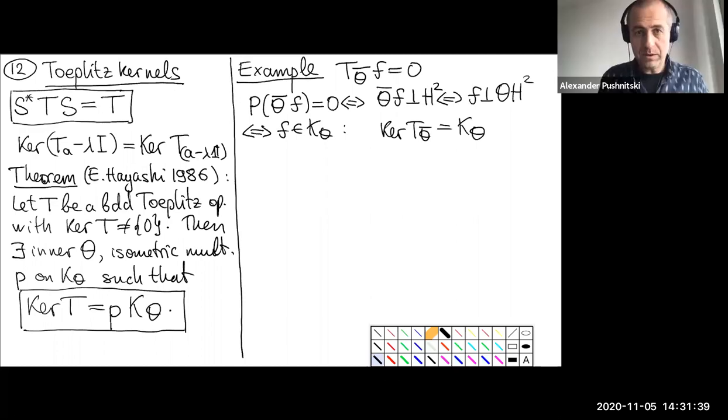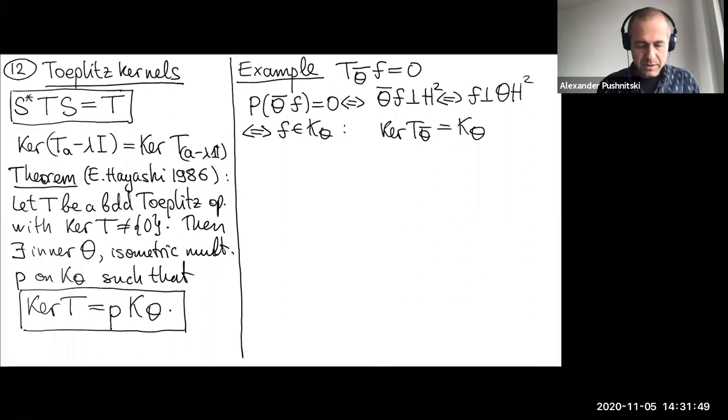So we're discussing Toeplitz kernels, and this is Hayashi's theorem. Hayashi's theorem says that any Toeplitz kernel can be represented as an image of a model space by a symmetric multiplier. So, by the way, just an informal comment.